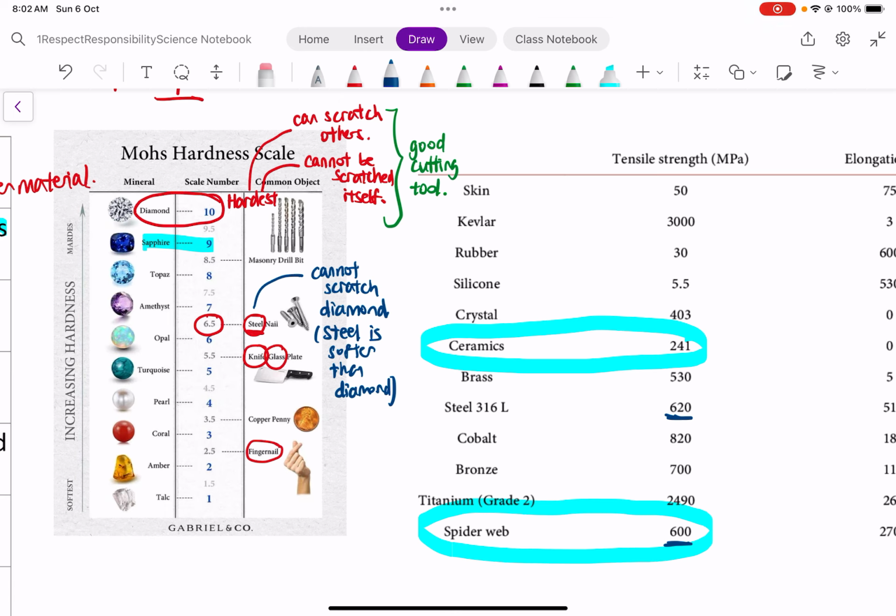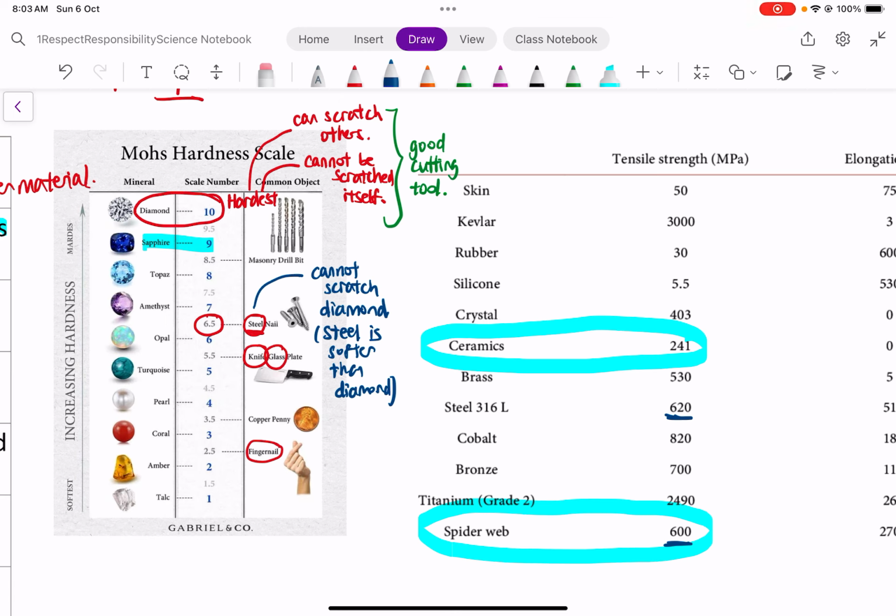Steel is 620, spider web is 600. So spider webs are not too far away from the strength of steel. This shows you that spider webs are actually really strong. What that means is that it could withstand heavy loads that are much heavier than itself without breaking.